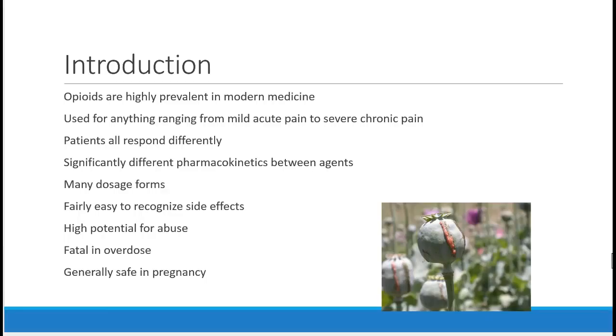There's a lot of different agents out there with different pharmacokinetics, with different dosage forms. The side effect profile of opioids is fairly hallmark and straightforward, so we'll talk about that. Opioids are fatal in overdose because they decrease the respiratory rate, and that's what kills people from too much opioids. So it's very important people don't take too much of an opioid if they're being prescribed it. Generally safe to give in pregnancy for the most part.